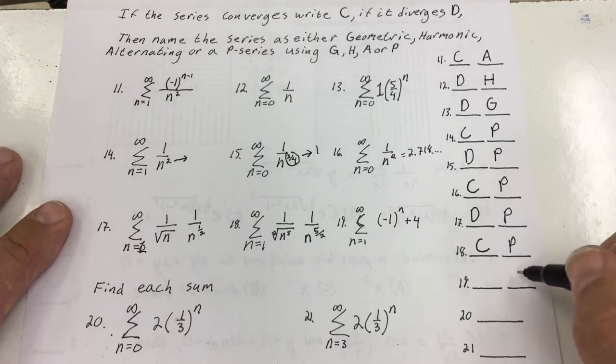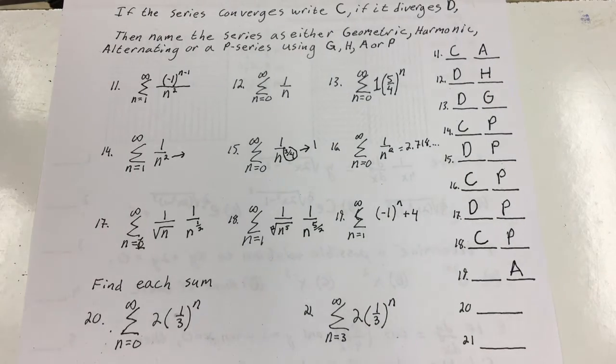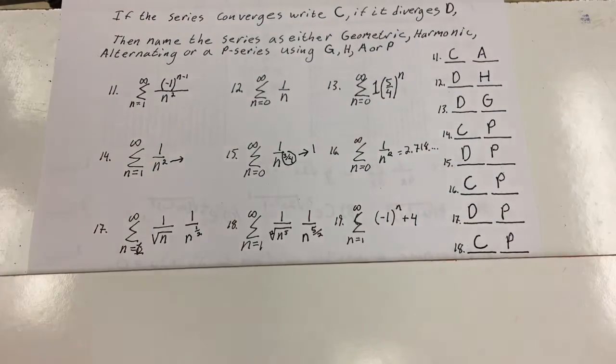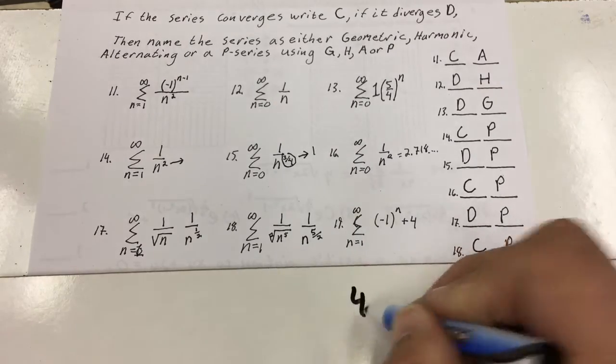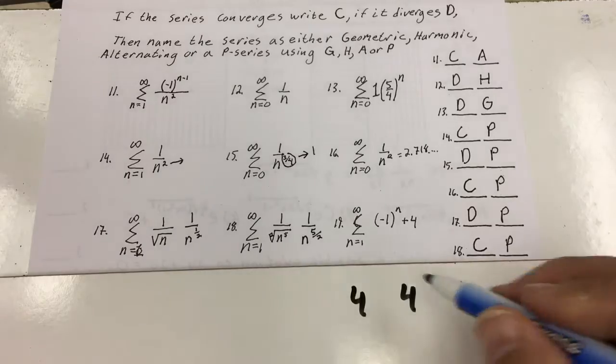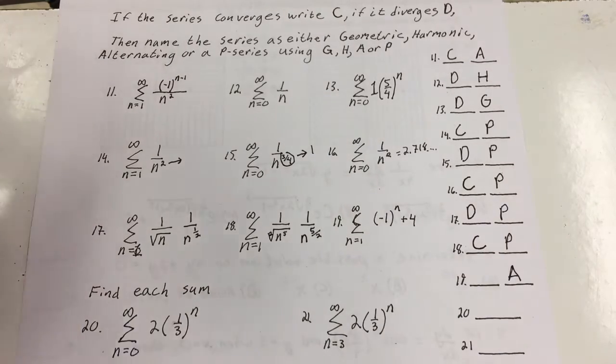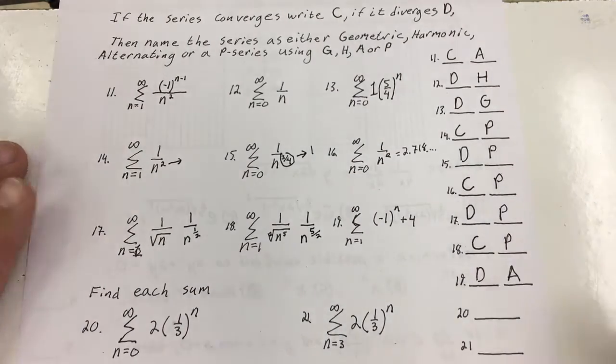This is an alternating series. But when we look at the terms of this alternating series, if we ignore the alternating part, it's going to get larger as n gets bigger, or it doesn't decrease. So if I ignore that, I'm just going to get 4, 4, 4, and it's not getting smaller. So that's a diverging alternating series.